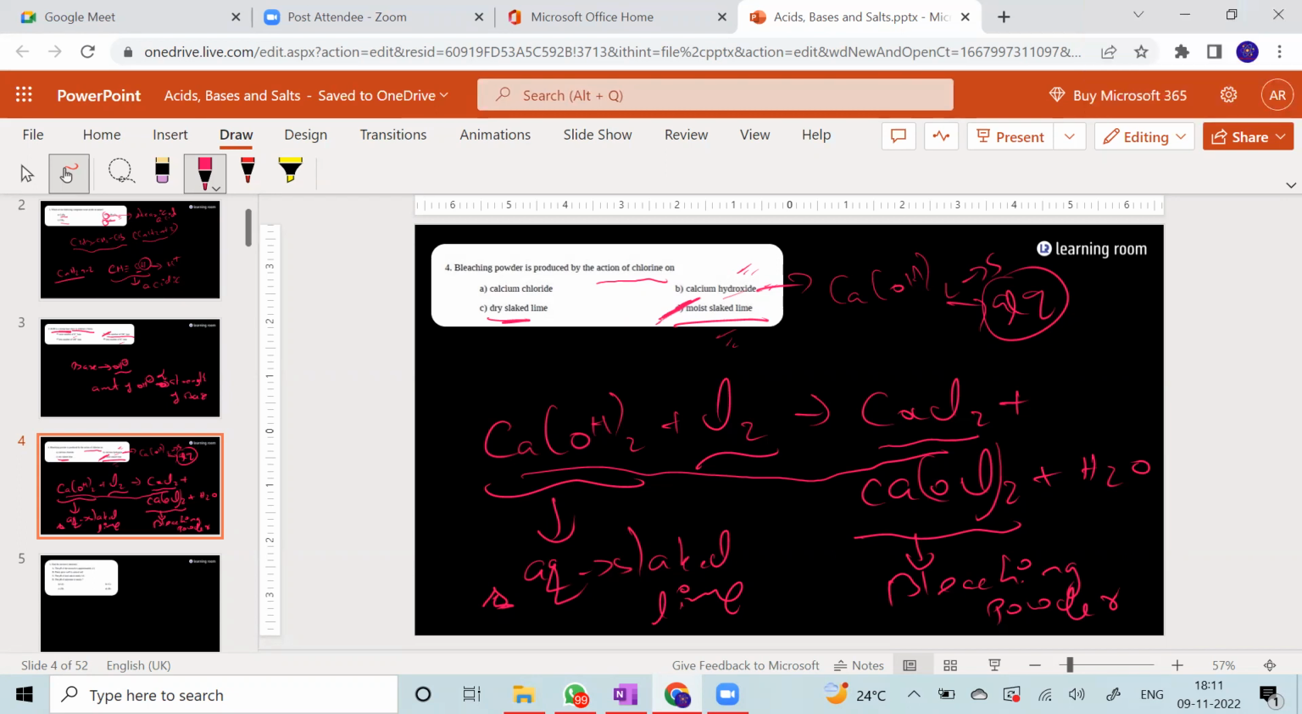But in our NCERT textbook, it's given as action of chlorine on dry slaked lime, sir. Dry slaked lime they have given. Yes, sir. Then we just change it then. Okay, dry slaked lime would be the answer there.